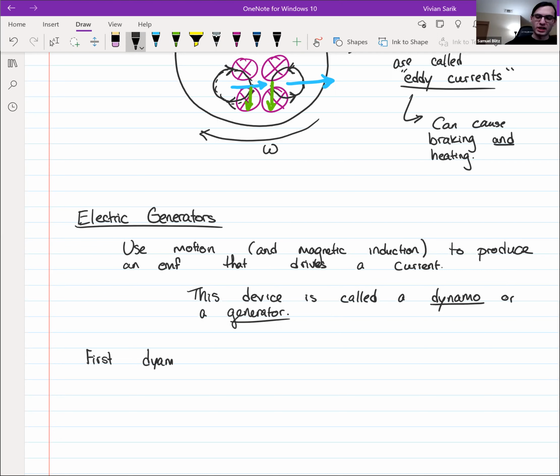The first dynamo was a spinning disk, a spinning conducting disk. And it's a solid disk, not just a ring. A spinning conducting disk in a perpendicular magnetic field.